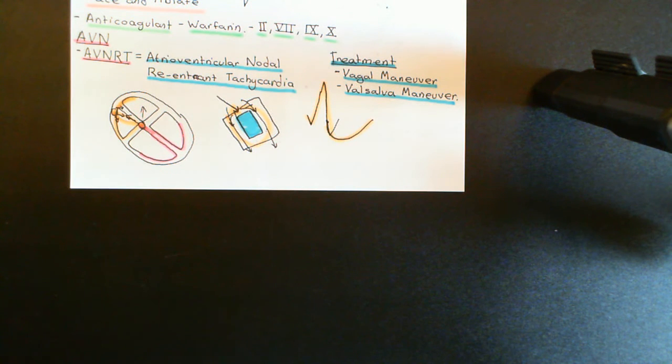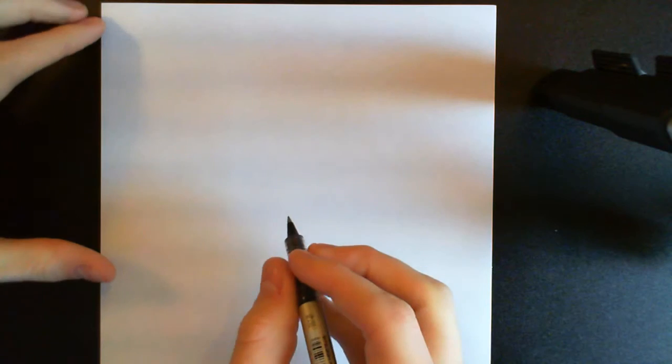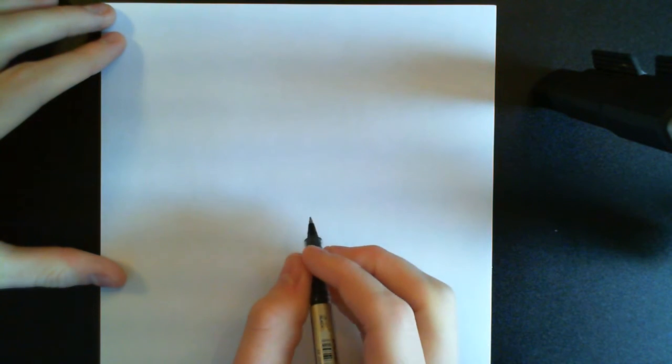So firstly, let me explain the vagal manoeuvre to you, and I'll just get a little bit more paper for this. So the idea with the vagal manoeuvre is that we are going to massage the carotid sinus. Okay, so firstly let me just remind you of a bit of anatomy. So the carotid sinus is in the neck, and it's a swelling, effectively, of the internal carotid artery. So let me just remind you of the anatomy of the common carotid artery.